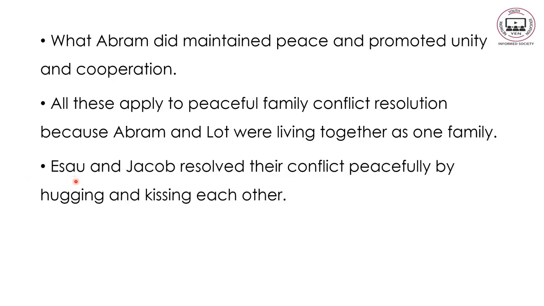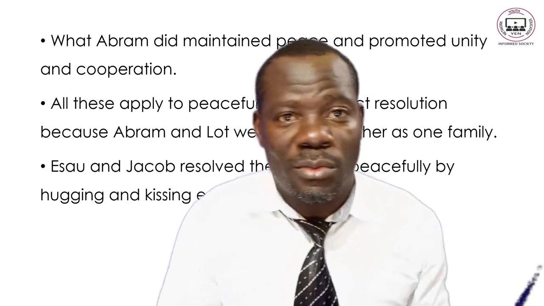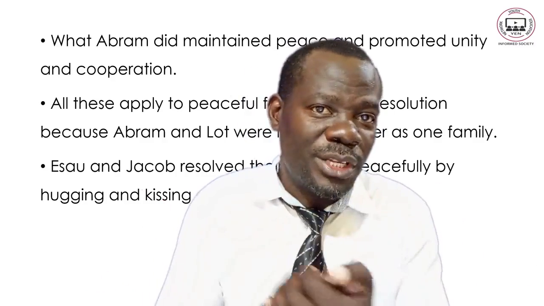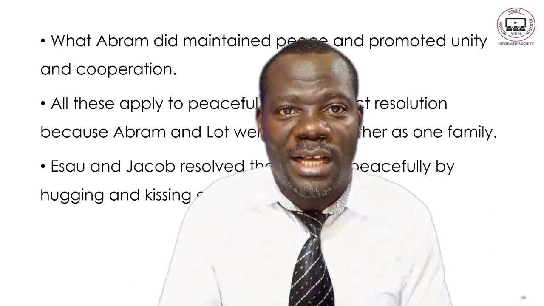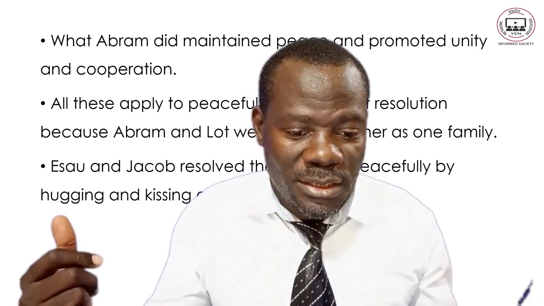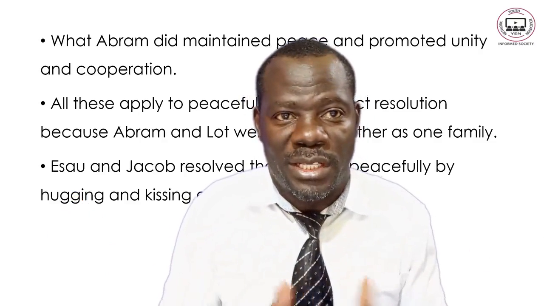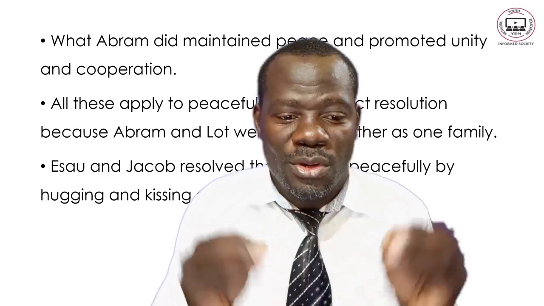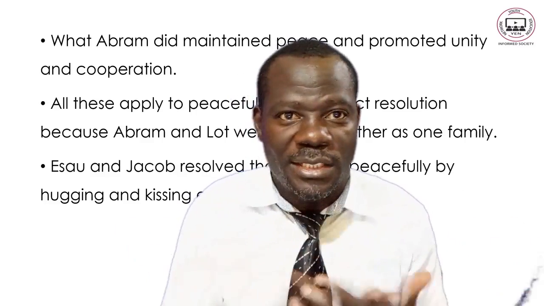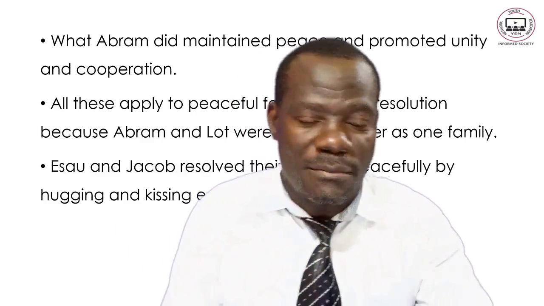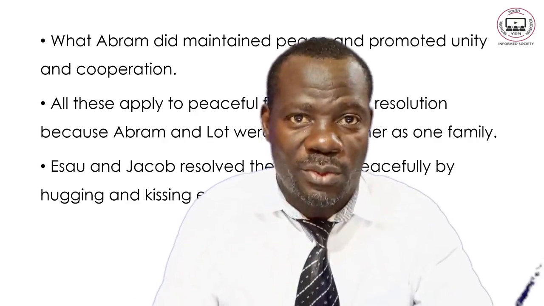Another example is Esau and Jacob. They resolved their conflict peacefully by hugging and kissing each other. We see that when Jacob ran away to Haran, there was a time when he wanted to come back. He came back and met with Esau, and they hugged each other and kissed each other as brothers. They buried their differences. Although Jacob stole the blessings of Esau, in the end they hugged and solved that conflict amicably, in a friendly way.